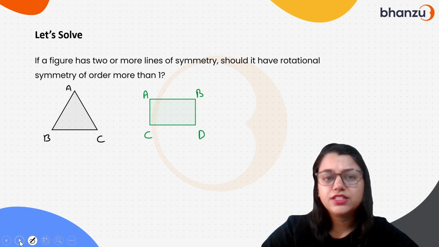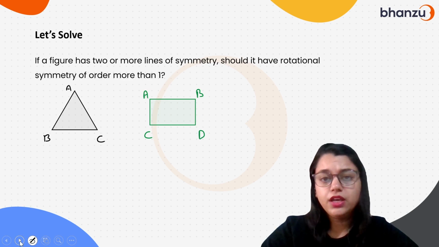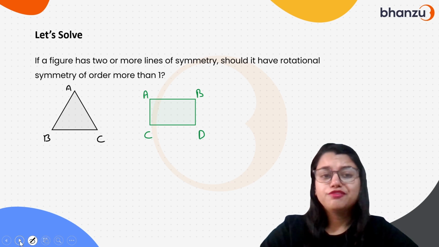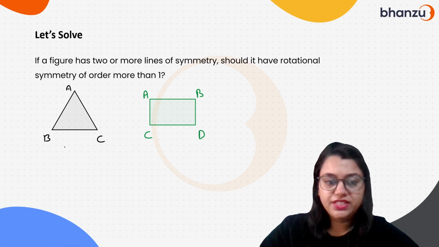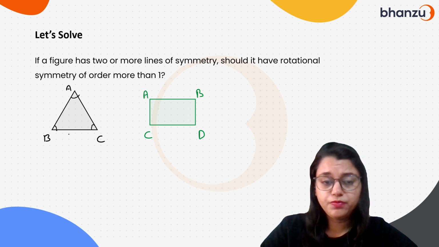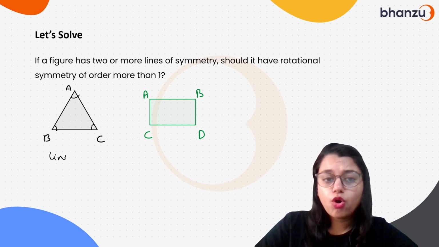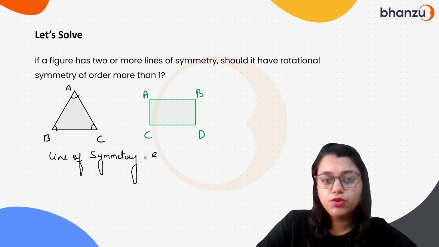If a figure has 2 or more lines of symmetry, should it have rotational symmetry of order more than 1? Let us solve this question with the help of these examples. We are given two figures here. First is an equilateral triangle ABC, a regular polygon in which all three sides and all three angles are equal. So what is the number of lines of symmetry here? The lines of symmetry for this equilateral triangle will be 3.